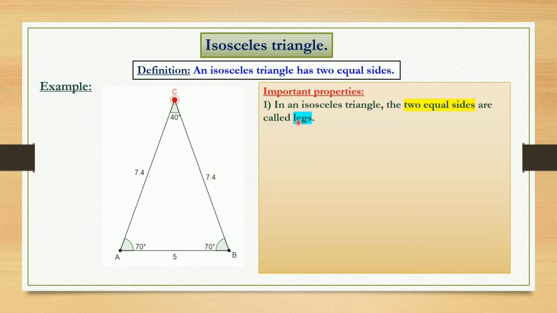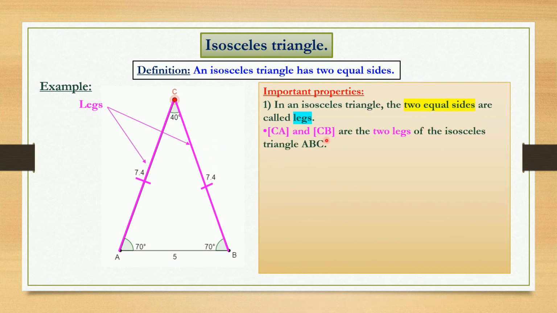Important properties: in an isosceles triangle, the two equal sides are called legs. Here we have CA and CB are the two equal sides. We call them legs. So they are equal. We place the same code on these two sides, and we call them legs of this isosceles triangle ACB. CA and CB, these two segments, are the two legs of the isosceles triangle ABC.